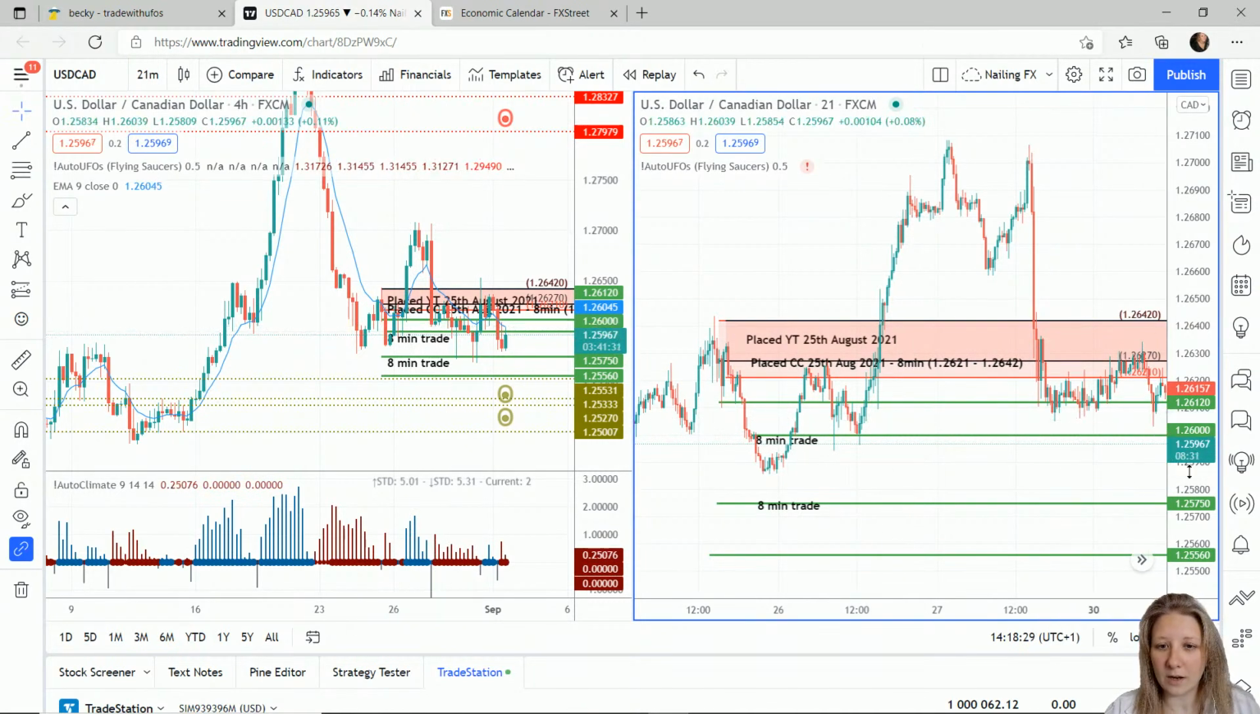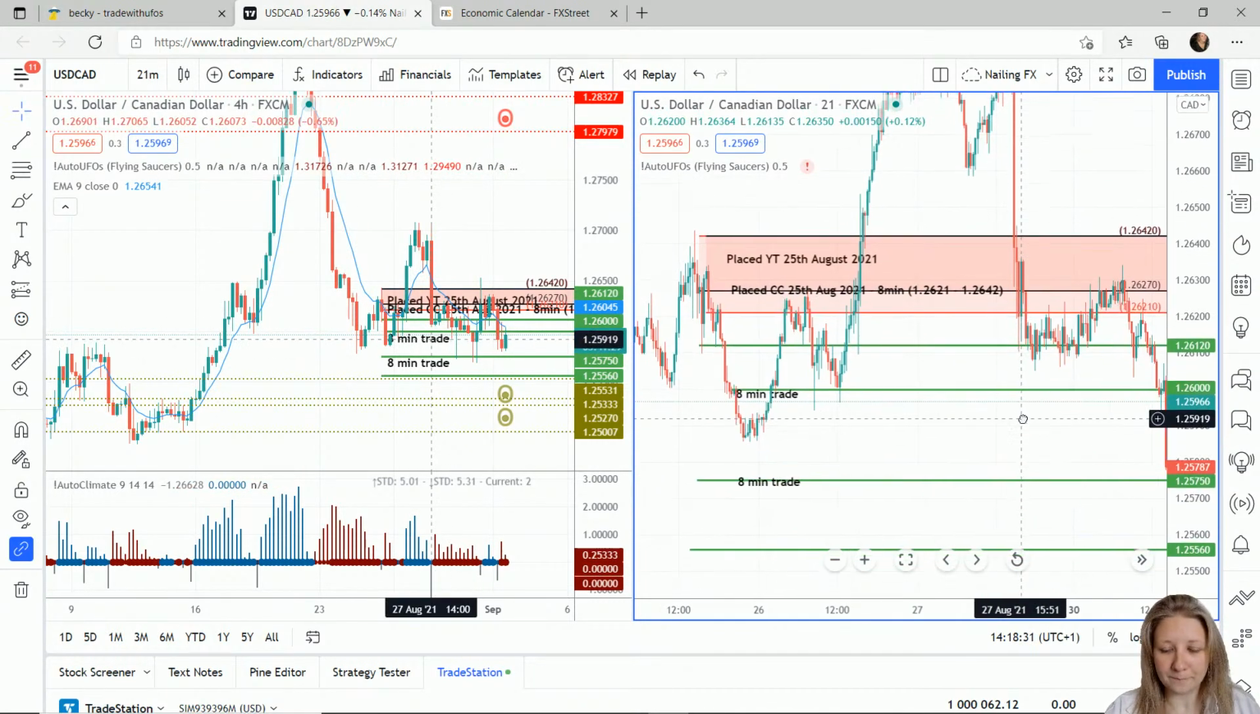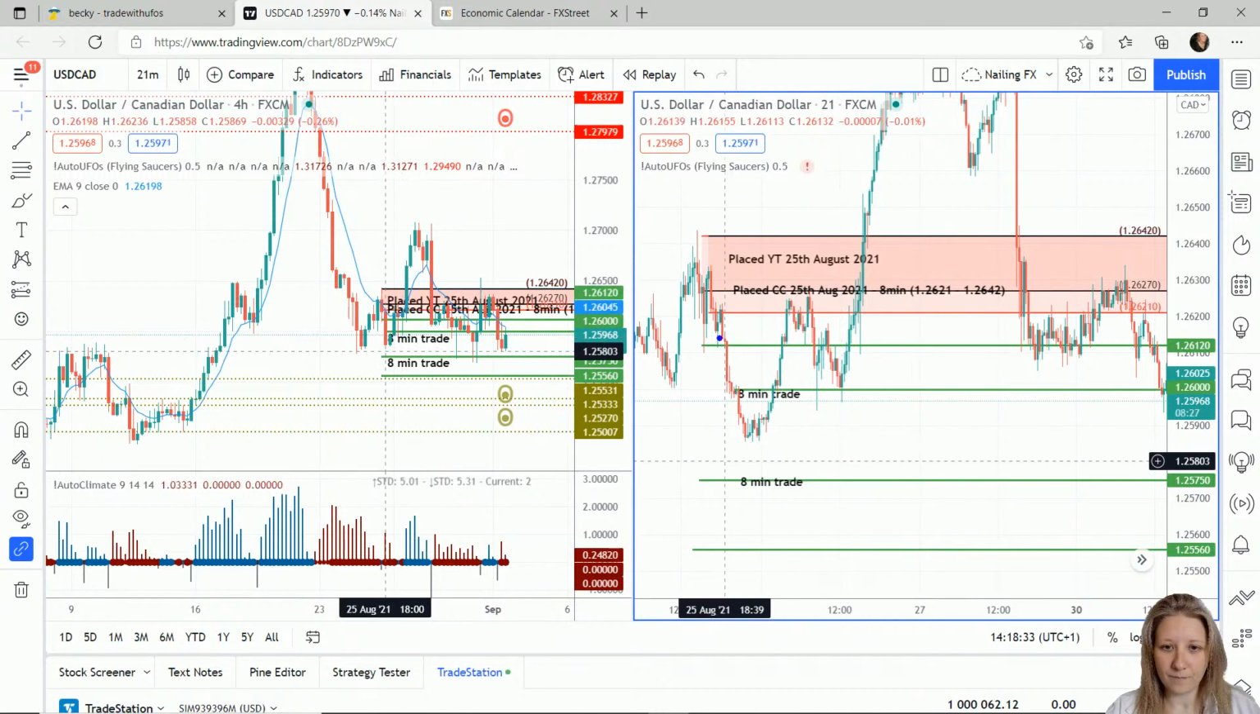So let's have a quick look at what happened. Now, this top one here was actually the bigger time frame, despite the fact that it was a slightly smaller area. So this black line here, that was our entry, which is 1.2627. Our stop was up here at 1.2642. We had a target here and then a further target down here.